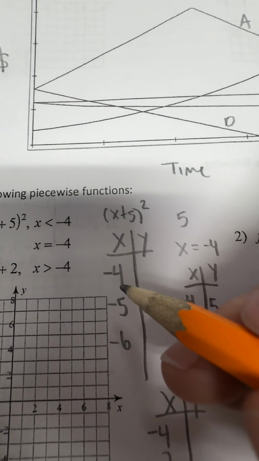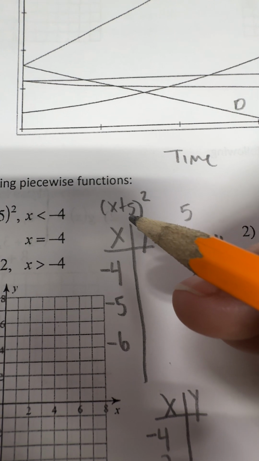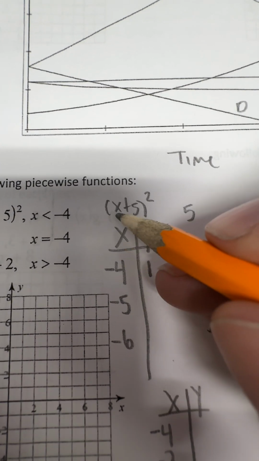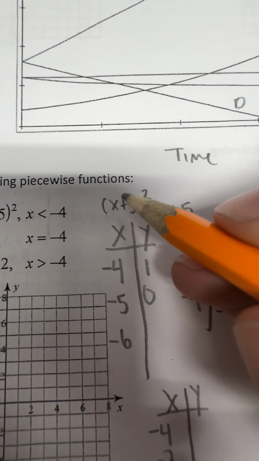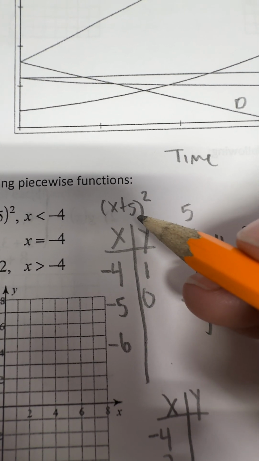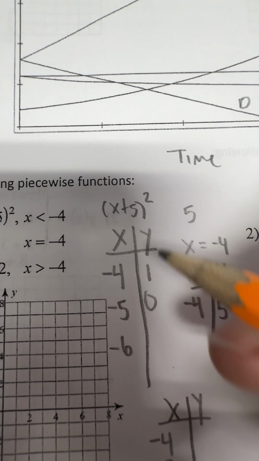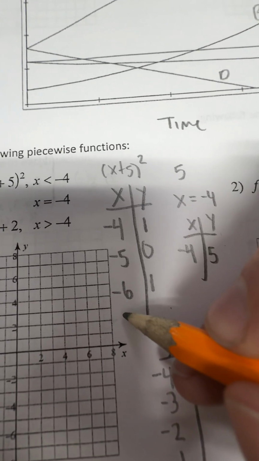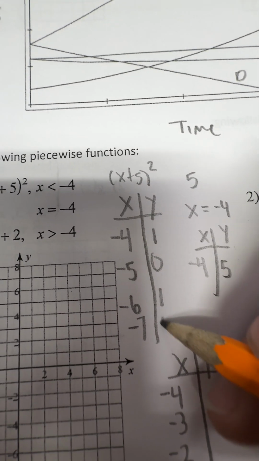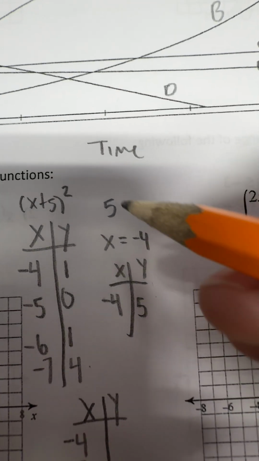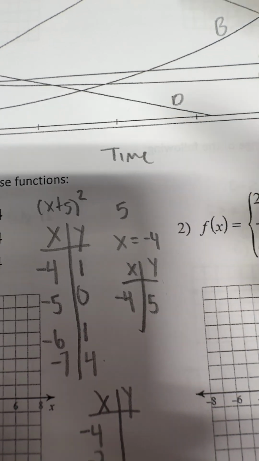So I'm going to plug -4 into this. -4 plus 5 is 1, and 1 squared is 1. -5 plus 5 is 0, and 0 squared is 0. -6 plus 5 is -1. -1 squared, which is -1 times -1, is 1. And I'll do another one. -7 plus 5 is -2. -2 squared is 4. All right, now this is just saying that when x equals -4, our answer is 5. So we're done with this one.